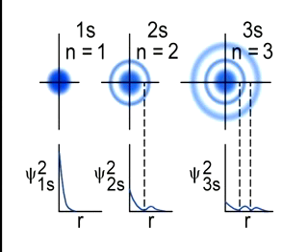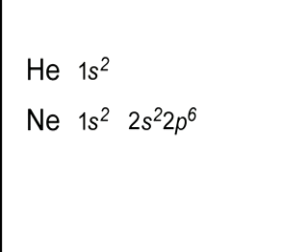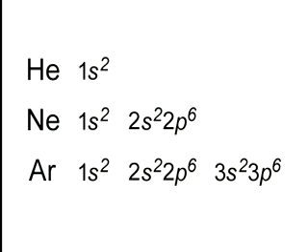The noble gas elements, which have completed shells of electrons, also have a spherical electron distribution. Helium has 2 electrons in the 1s orbital. Neon has a completed octet of electrons in the n equals 2 shell. Similarly, argon has a completed octet in the n equals 3 shell.